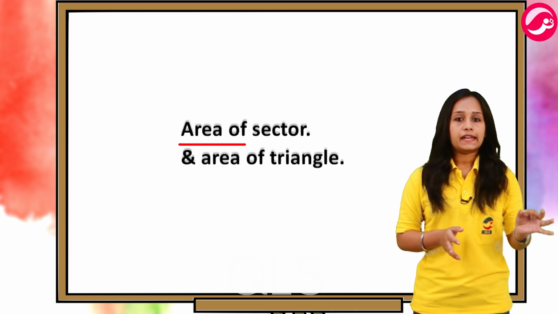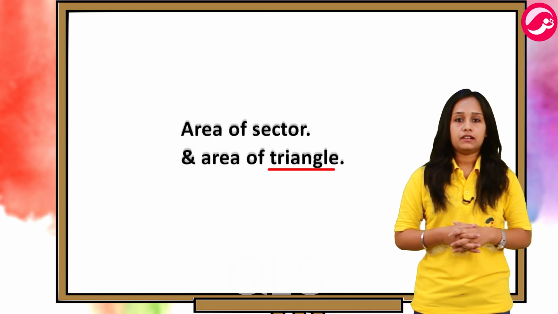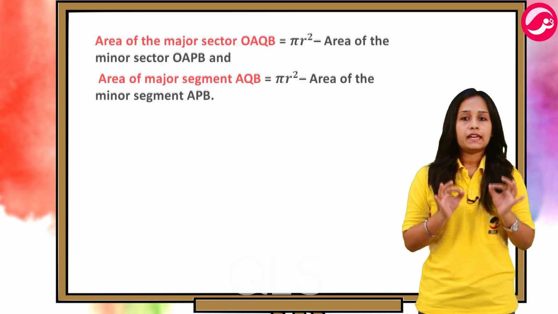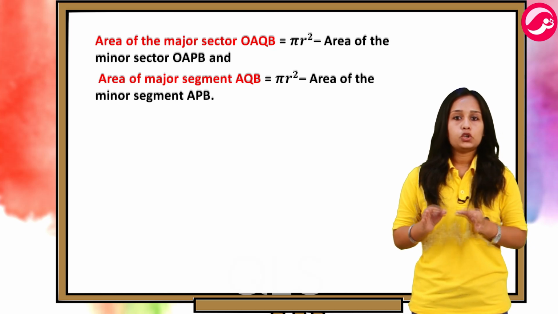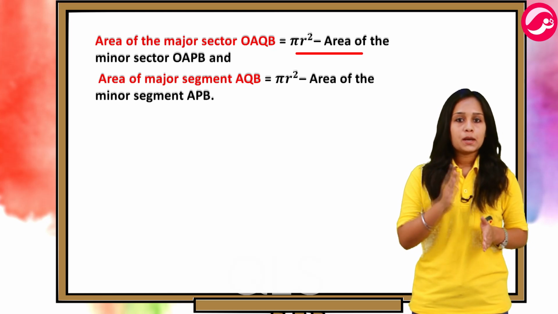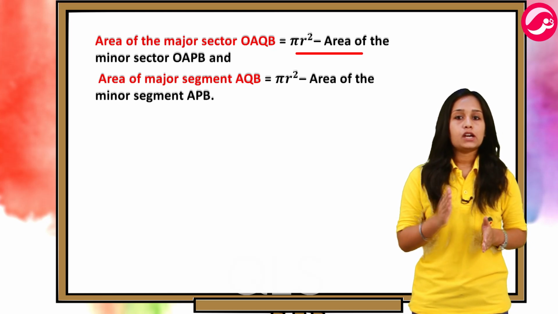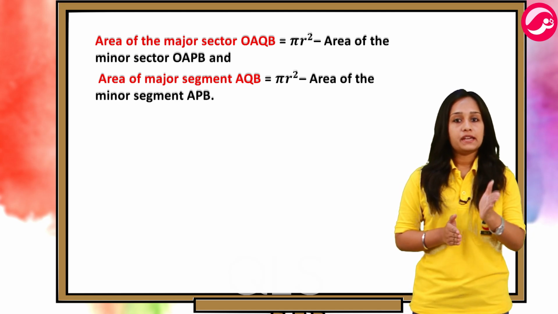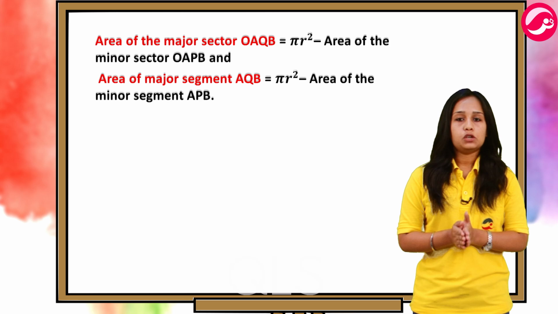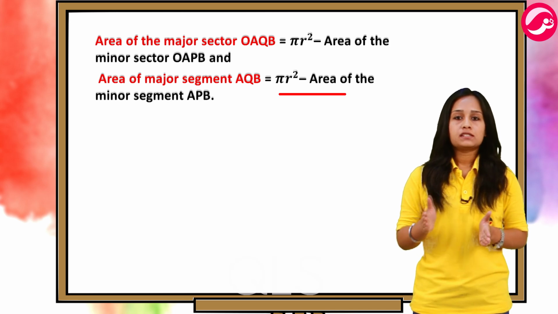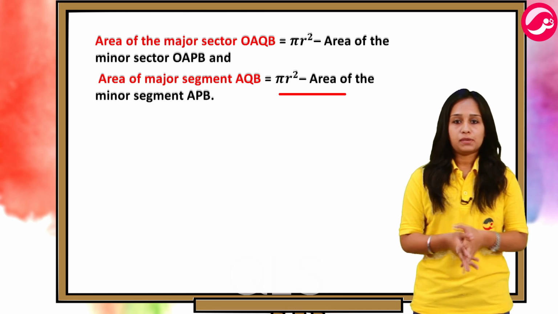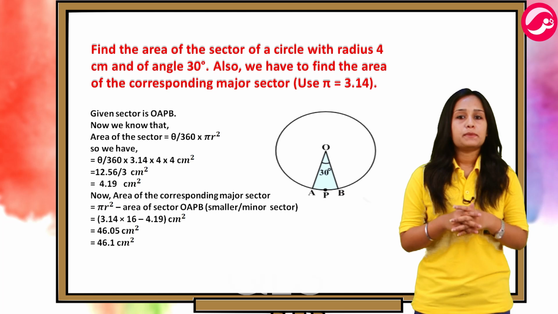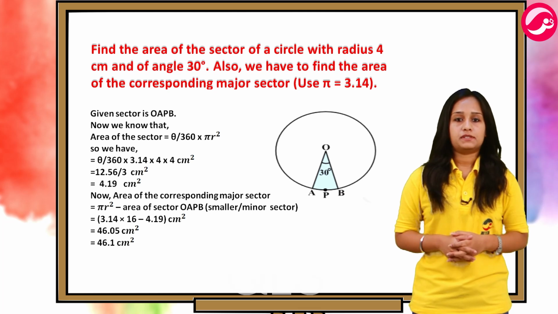हम दो formulae की help से area of segment find करते हैं और ये दो formulae हैं area of sector and area of triangle के. You can observe that area of the major sector OAQB is equal to pi r square minus area of the minor sector OAPB, and area of the major segment AQB is equal to pi r square minus area of the minor segment APB. Let us now take some examples to understand these concepts.